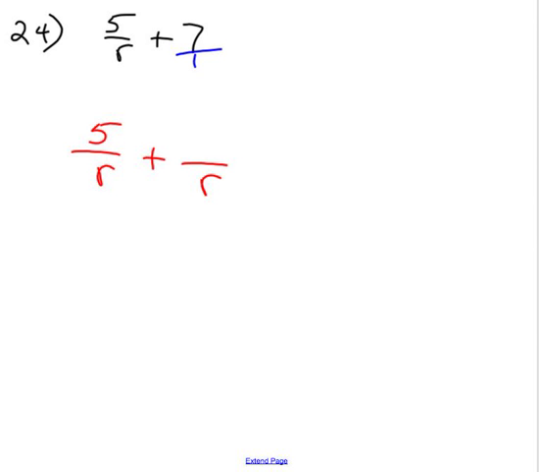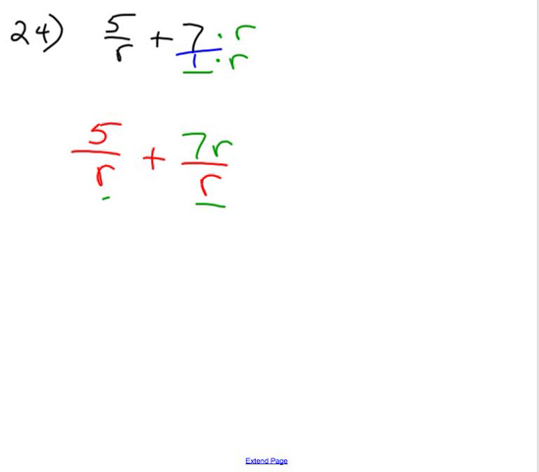Now the first one's good. It's 5 over r. The r's are set. The second one is not. I went from a denominator of 1 to a denominator of r. So what must I have done? I must have multiplied by r. 1 times r is r. If I multiply the denominator by r, I have to multiply the numerator by r. So my new numerator for the second fraction is 7r. I do not want to change the value of any term in the problem. I just need to change the way it looks so I'm able to add them together.